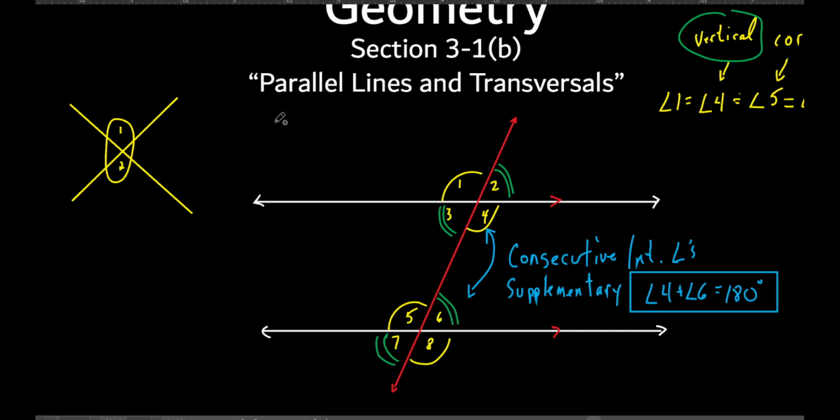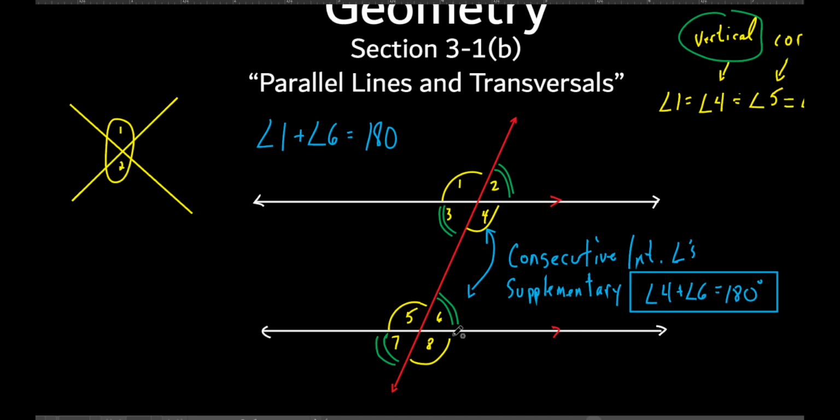And don't say they're equal to each other. Angle 1 and angle 6. What's the relationship between them? This is what I mean by the relationship. They either equal each other or they add up to something. So they add up to 180. All right? So 1 and 6.